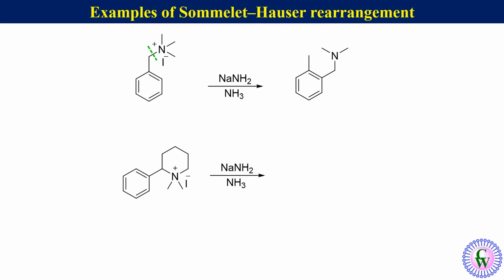Reaction of 1,1-dimethyl-2-phenylpiperidinium iodide with sodamide in liquid ammonia. Here also, to make the product, break this benzylic CN bond to get this structure and then join one of the two methyl groups with the alpha carbon of benzene. Thus, this will be the structure of product.